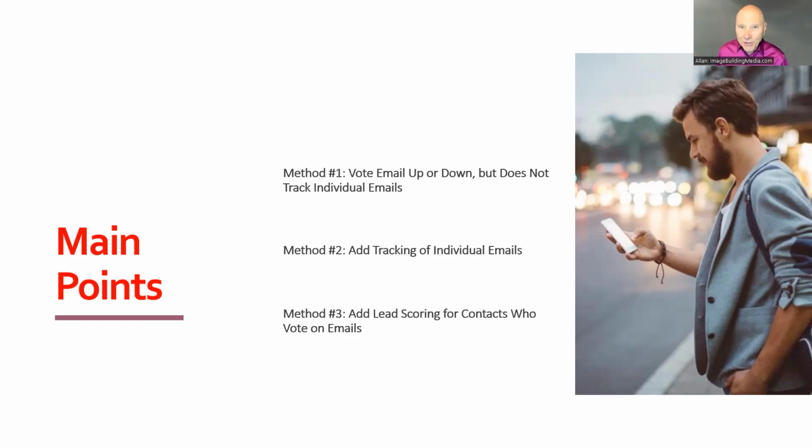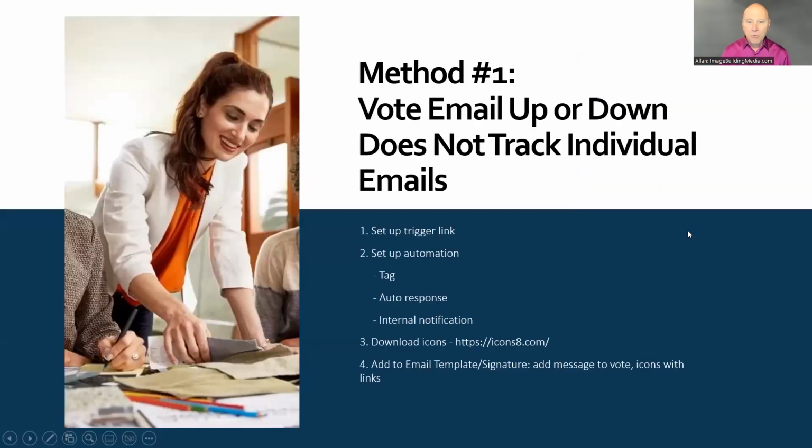And then method number 3, we've also thought that lead scoring for up and down votes in our email could be very valuable, because this gives us a barometer of how we're doing. It also helps us to segment our list as to our audience that is very engaged in what we're doing, and those that want to help us, those willing to give us feedback to make us better. So let's dive in. Method number 1.